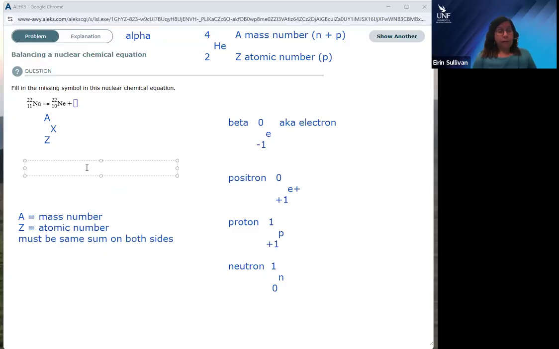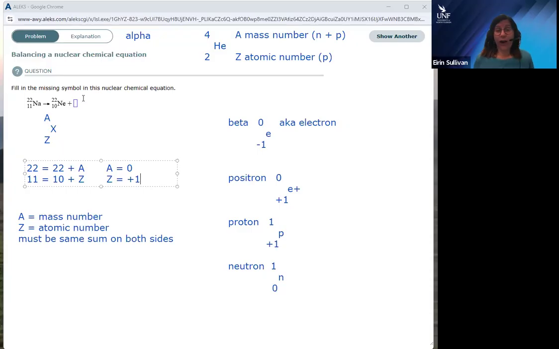Okay, so on the top we have 22 equals 22 plus A. So that's telling me that the mass number is not changing. So it looks like we are either going to be emitting a beta particle, aka an electron, or a positron. Let's see what's going on with the charge. So we've got 11 equals 10 plus Z. Therefore, Z must equal +1. So that's telling us it's a positron emission.